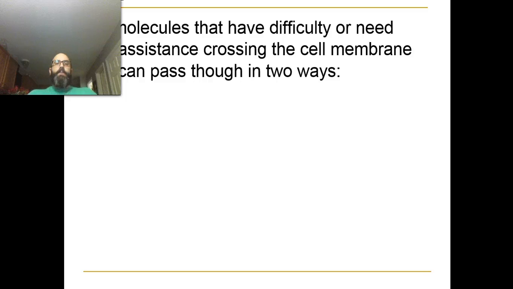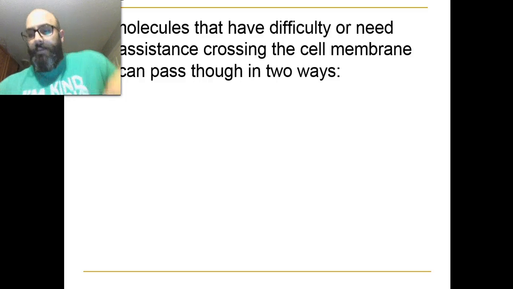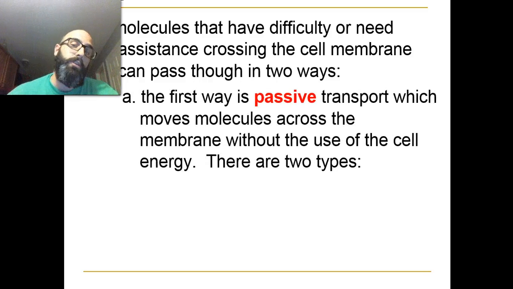So, molecules that have difficulty or need assistance crossing the cell membrane can get in a couple of ways. The first is called passive transport. Passive meaning, if you're a very passive person, you don't exert much energy, you just kind of say, I don't care. Passive transport's kind of the same way. Basically, molecules move across the cell membrane without the use of cellular energy. Keep in mind, ATP is cellular energy.